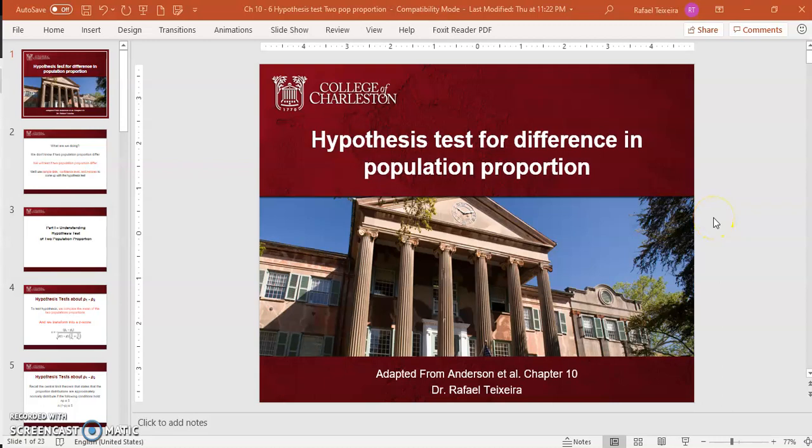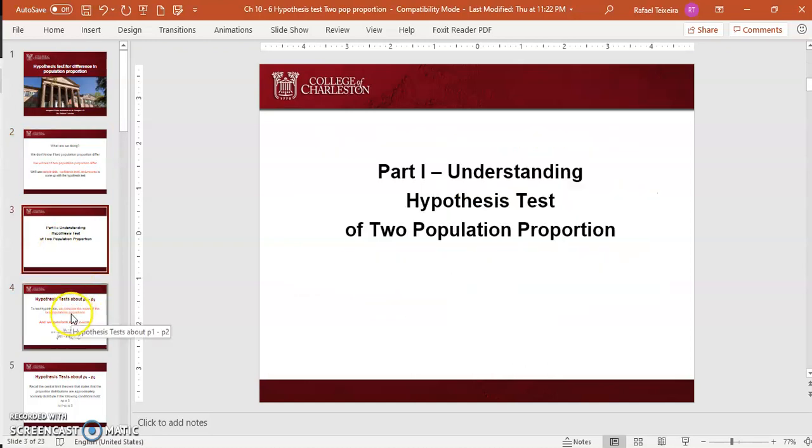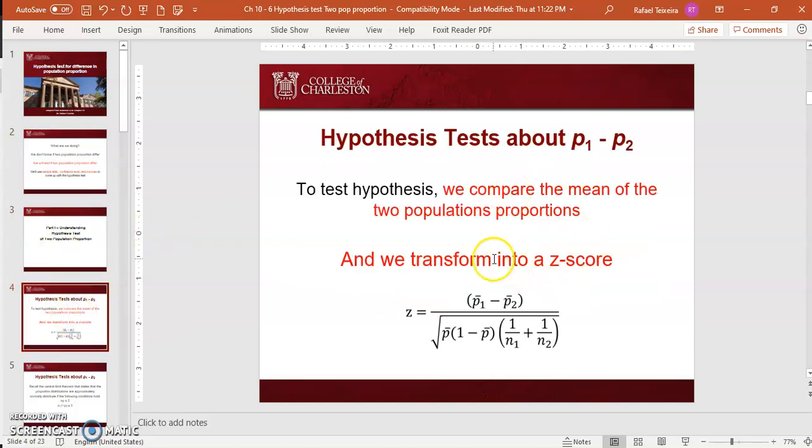Hi, this class is to talk about hypothesis test for difference in two population proportions. So what we're doing is we don't know if the two population proportions differ and we'll test them. We're going to use sample data, confidence levels, and a z-score to test this hypothesis. So let's first understand what the z statistic is in this case.